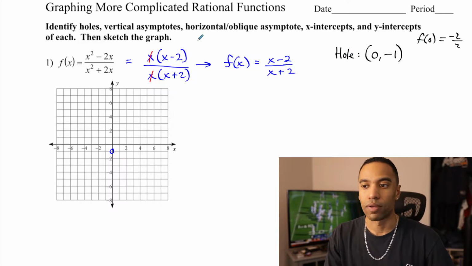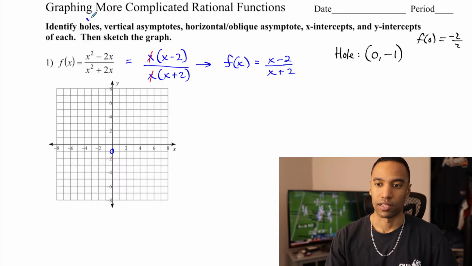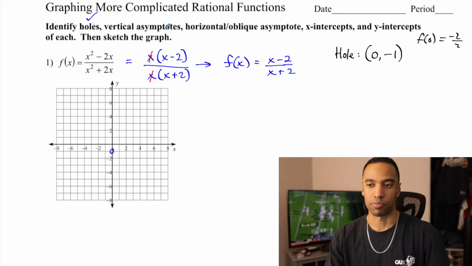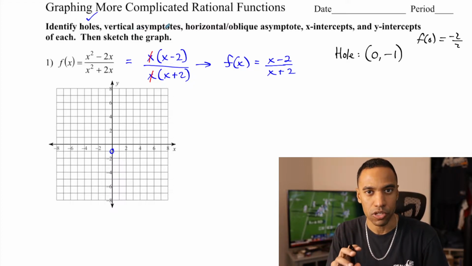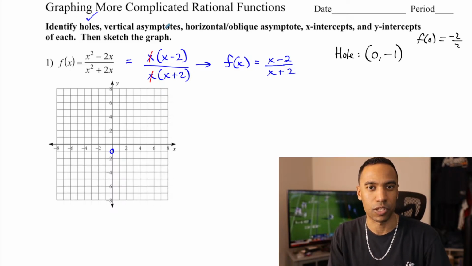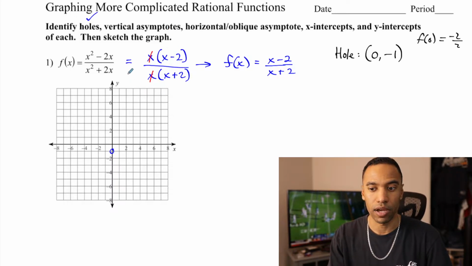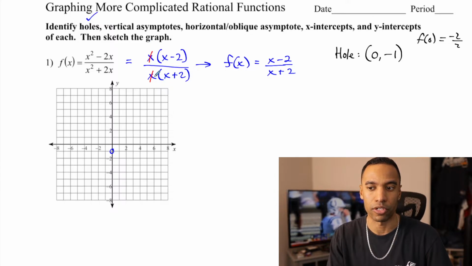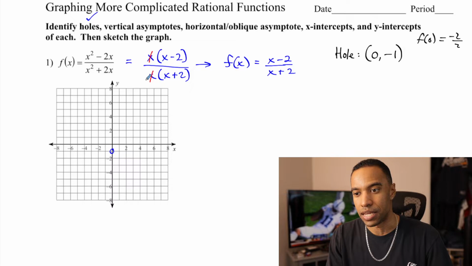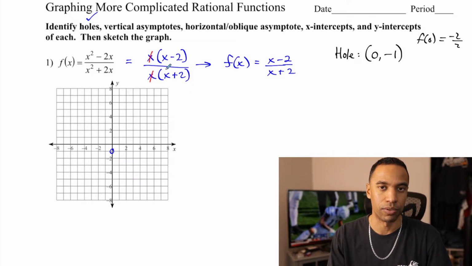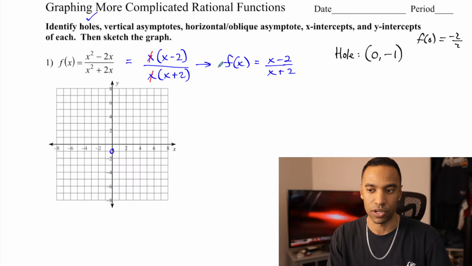Okay, so there's the hole. Now, vertical asymptotes. Vertical asymptotes are values of x where we divide by 0. Wait, Mr. Robinson, I thought you just said that's where holes are. Well, it's for both. Holes and vertical asymptotes represent our domain restrictions, where we would end up dividing by 0 in these functions. The holes are where you divide 0 by 0. Vertical asymptotes are where you divide non-zero by 0.